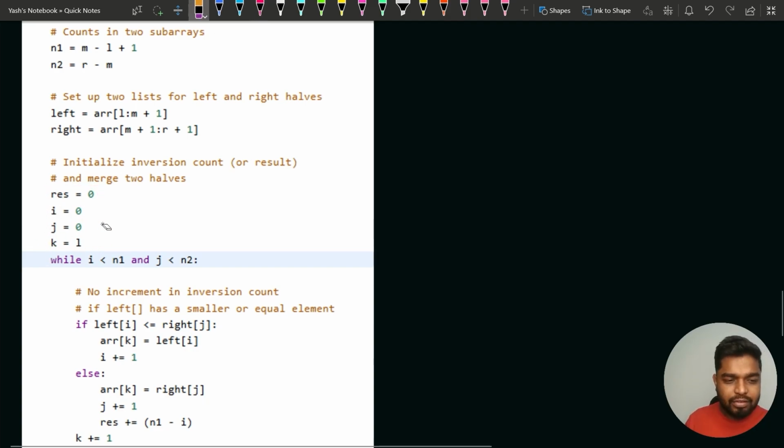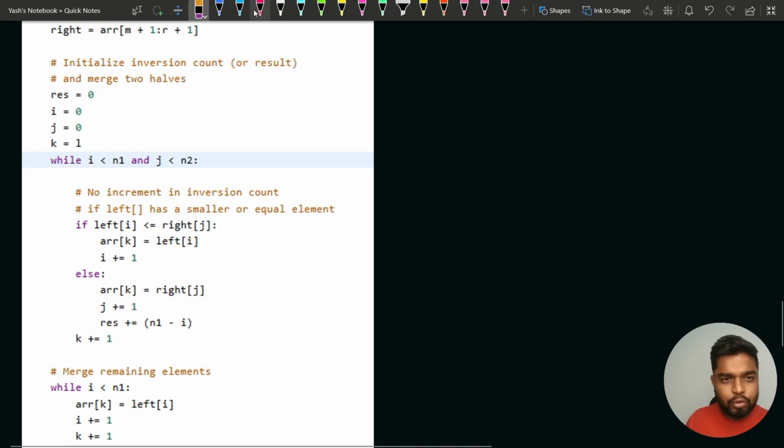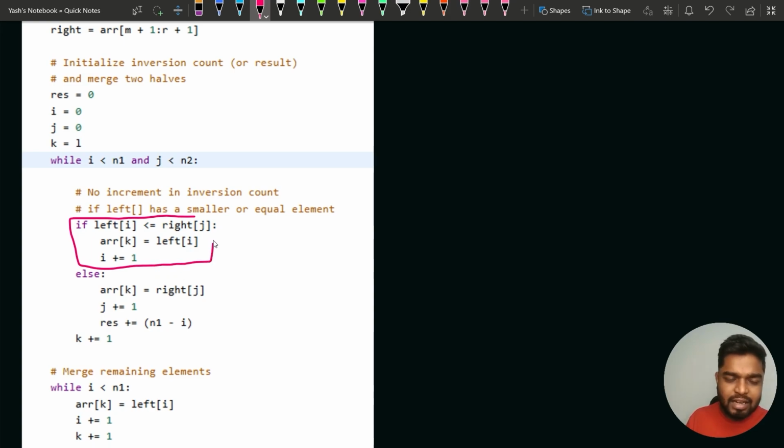Then we'll iterate, and you know that there are two conditions while we merge. Since there are two arrays, left and right, if the element of the left array is lesser than the element of the right array, then there is no problem. Then we'll simply update the kth element to the left element, and increase the i pointer. But otherwise, if the right element is lesser, that is when we have a problem.